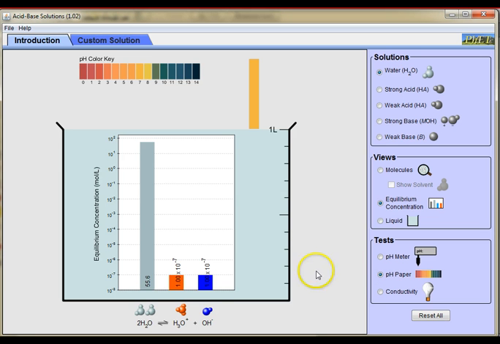So we saw that these are the concentrations of H plus ions and OH minus ions, and since they are equal, obviously this is a neutral solution. You can dip the paper and it doesn't change the color, so that's a neutral solution.